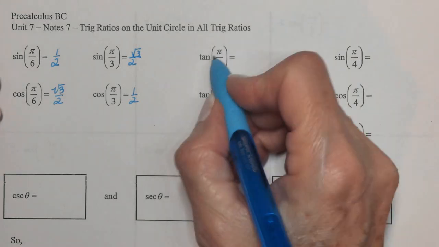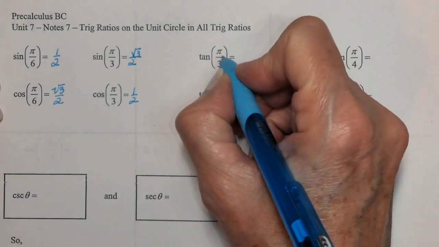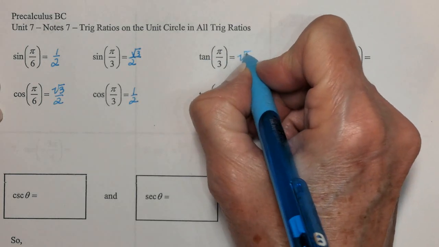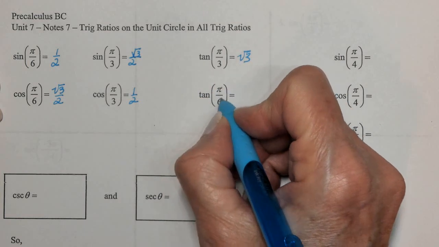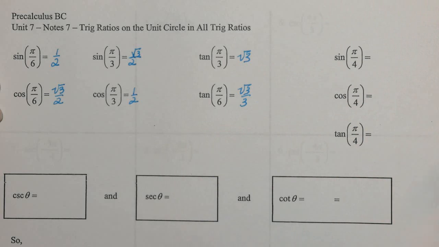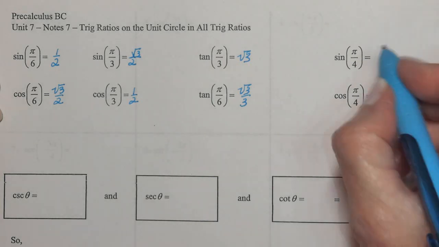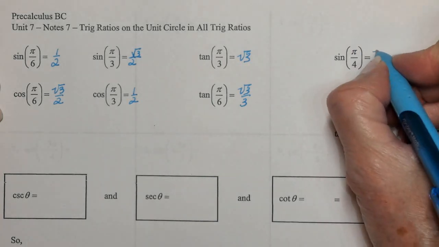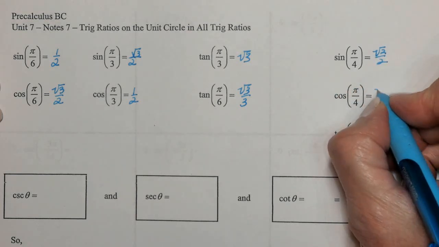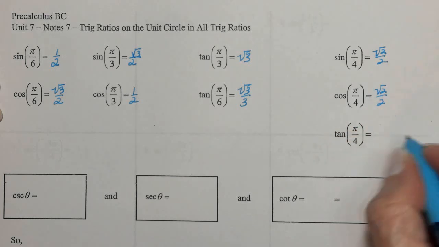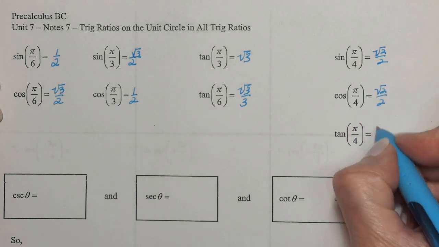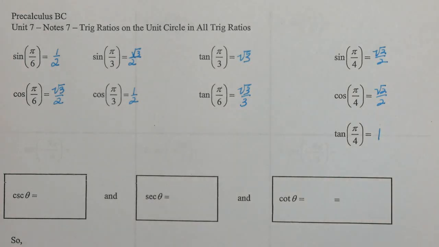Okay, tangent of pi over 3. Pi over 3 has one 3 in it. It's a tangent. This is just square root of 3. Tangent of pi over 6. 6 has two 3's. Square root of 3 over 3. Sine of pi over 4, square root of 2 over 2. Cosine of pi over 4, square root of 2 over 2. Tangent of pi over 4 is sine over cosine. They are the same, so this is just a 1.